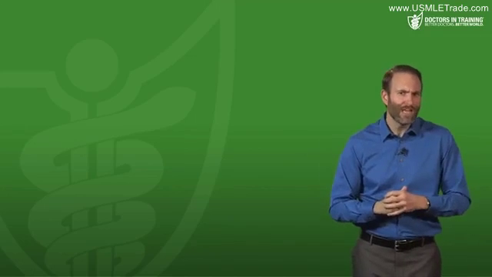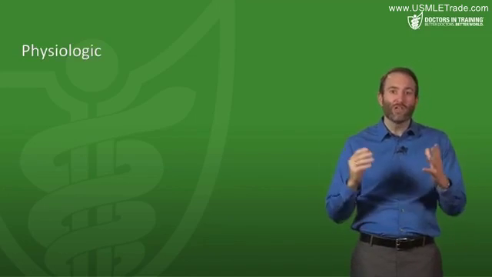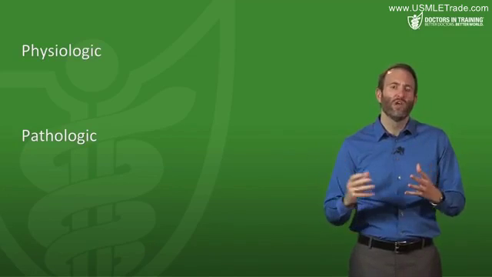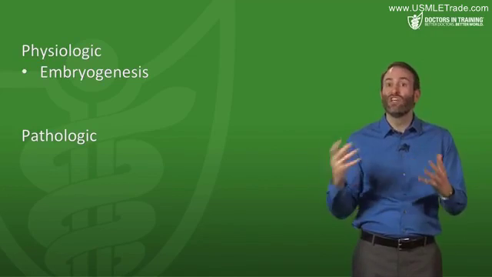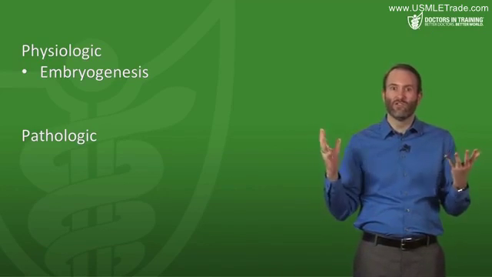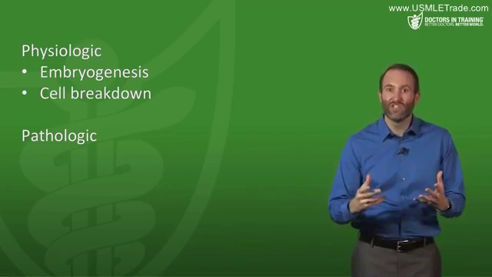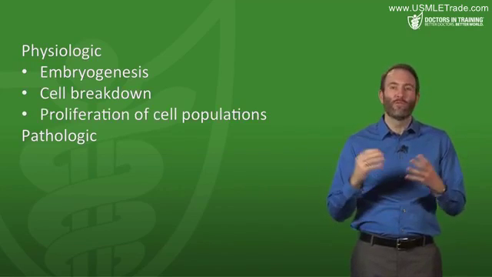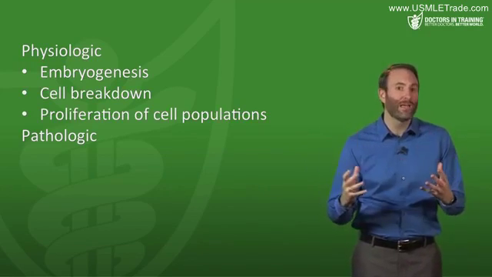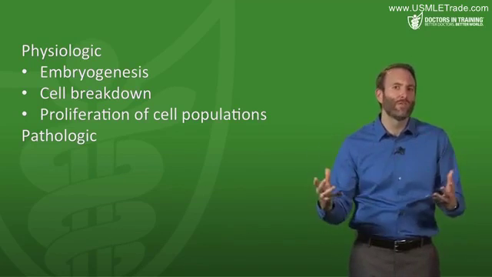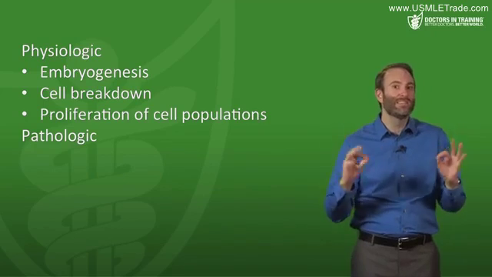So, what causes apoptosis? Well, there are physiologic situations and pathologic conditions. The physiologic causes will include things like embryogenesis, so we don't all have 12 fingers or a bunch of tails. Cell breakdown during menstruation is another example. And there are also proliferating cell populations in the body, like immature lymphocytes, that we need to get rid of through programmed cell death in order to maintain a constant cell number.